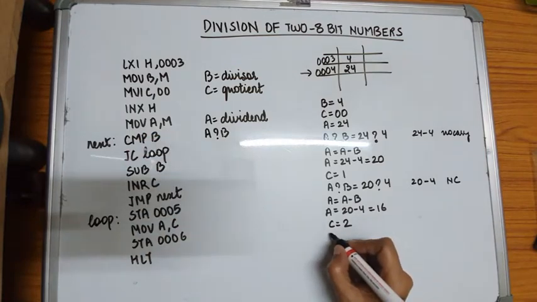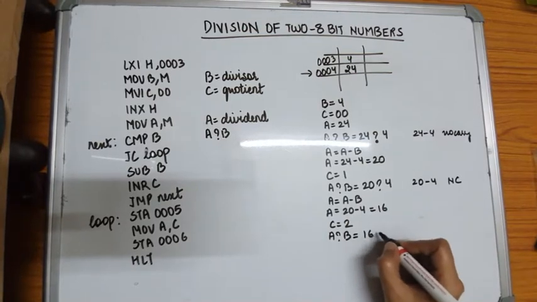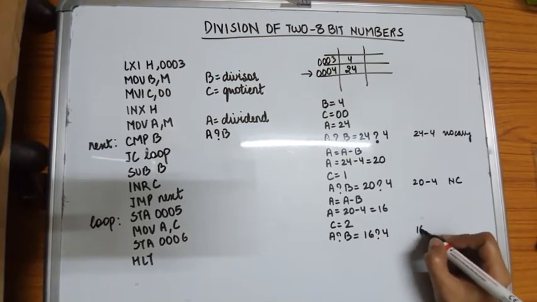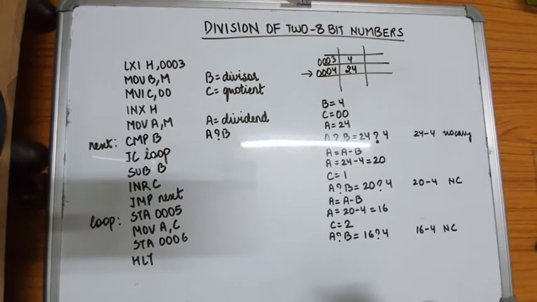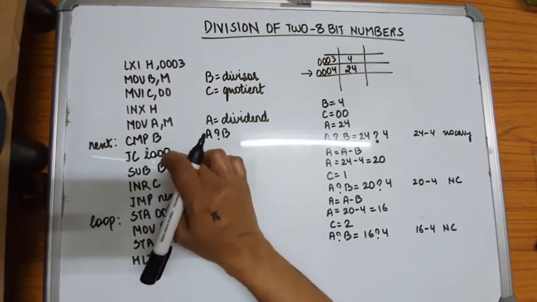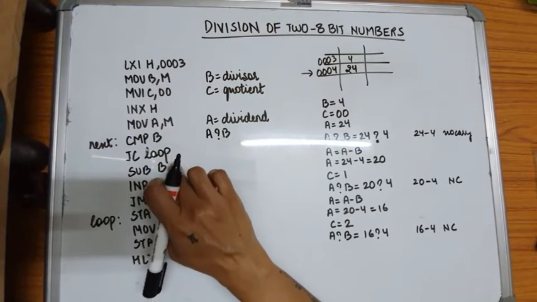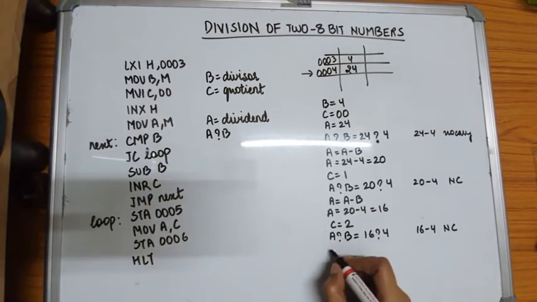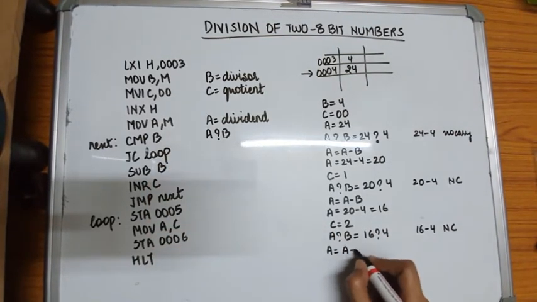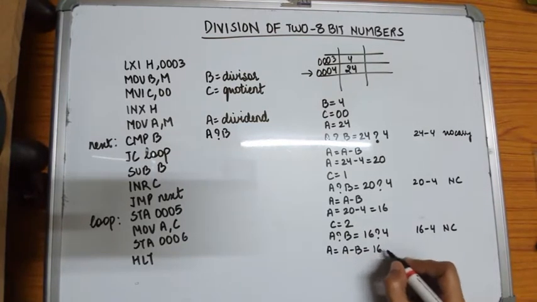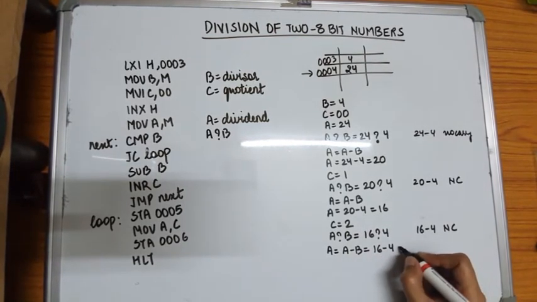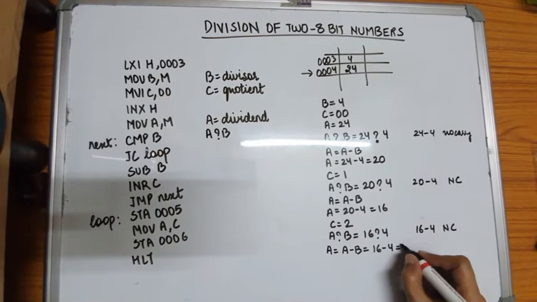So now this time when A and B are compared, 16 is being compared with 4. Will a carry be generated? No. No carry will be generated. Since no carry is generated, we will be moving to the next step, SUB B, where A minus B happens. What happens is 16 minus 4. What do I get? I get a 12.